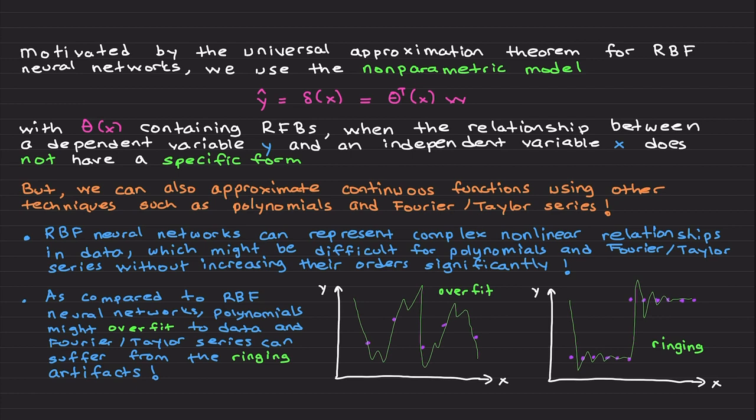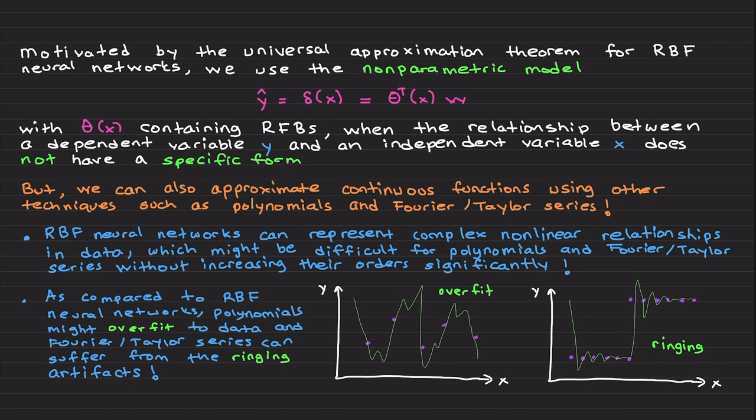All right, so after these motivations, basically, thanks to the universal approximation theorem, we are going to choose in the next video the non-parametric model like this. Y hat is theta multiplied by W. I will treat W to be unknown, since I don't want to do this fitting by hand. I want least squares to find the best optimal solution for me. And theta will contain the radial basis functions. And this is a great tool when the relationship between a dependent variable y and independent variable x does not have a specific form.